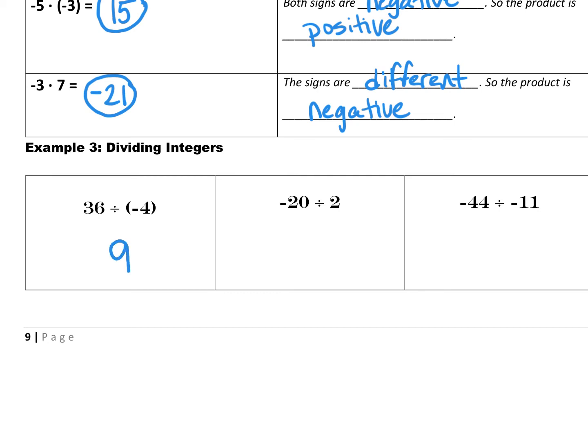Now I'm going to look at my signs. I have a positive and a negative. One is positive, one is negative, so my signs are different. When the signs are different, your answer is negative.